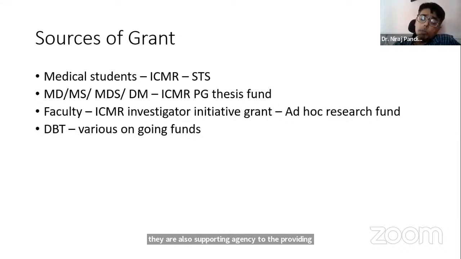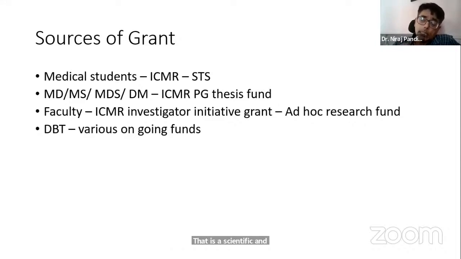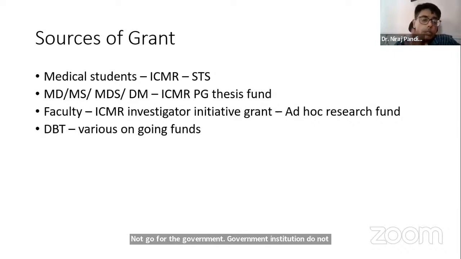Okay, so DBT is also one of the ways to get funding, and for both ICMR and DBT, for the faculty, they need a SIRO certificate. That is the Scientific and Industrial Research Organization certificate. And this certificate is for private institutions, not for the government. Government institutions do not require this SIRO certificate; they are exempted. But all private institutions are required to get the SIRO certificate, and every 3 years you have to renew it. Our research cell department is doing this regularly, and they are providing all the data. This certificate is provided by DBT, the Department of Biotechnology.